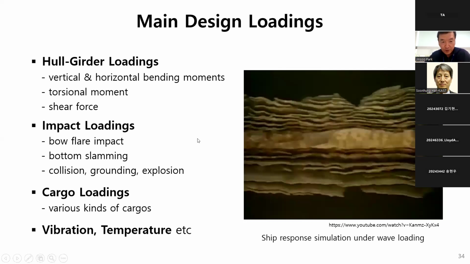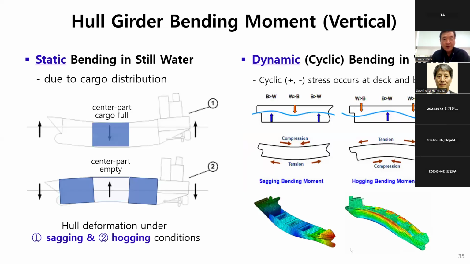Yeah, it's a very useful video, isn't it? Here is a summary of the global loading conditions we need to consider in the initial design stage. First of all, vertical hull girder bending moment is the most important in general. So as I mentioned before, static bending moment in still water, as well as dynamic cyclic bending moment in waves, are both considered.